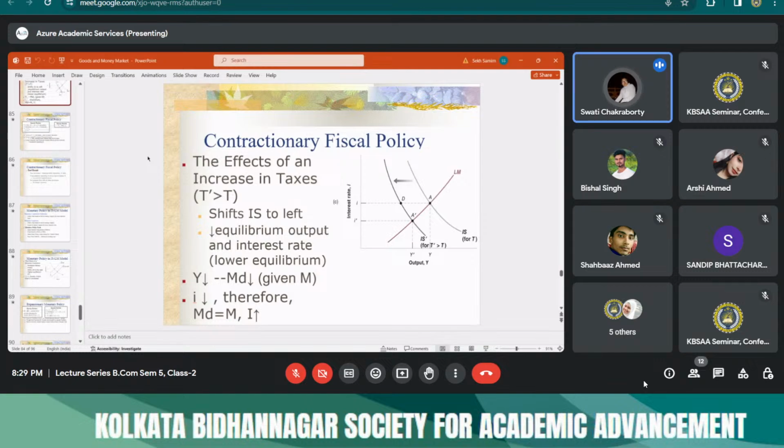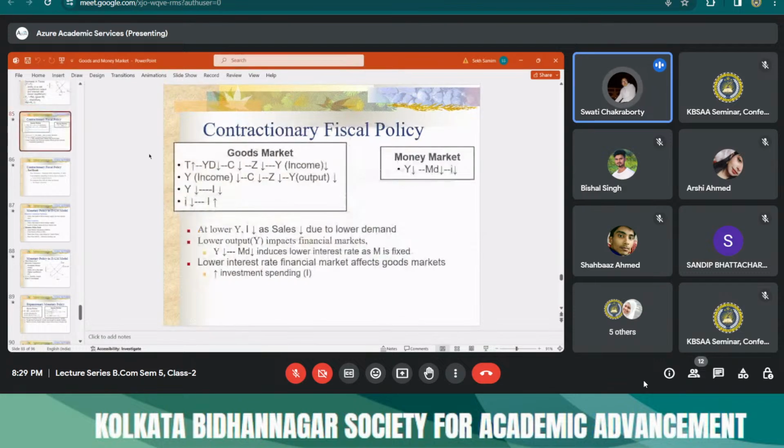Cost of borrowing goes down, so investment will go up. So initially, that's how it goes: I increases, capital I ultimately increases. So we see that the initial stage starts from the goods market with a tax increase. Can you go to the next slide, please? The detailed explanation is there.